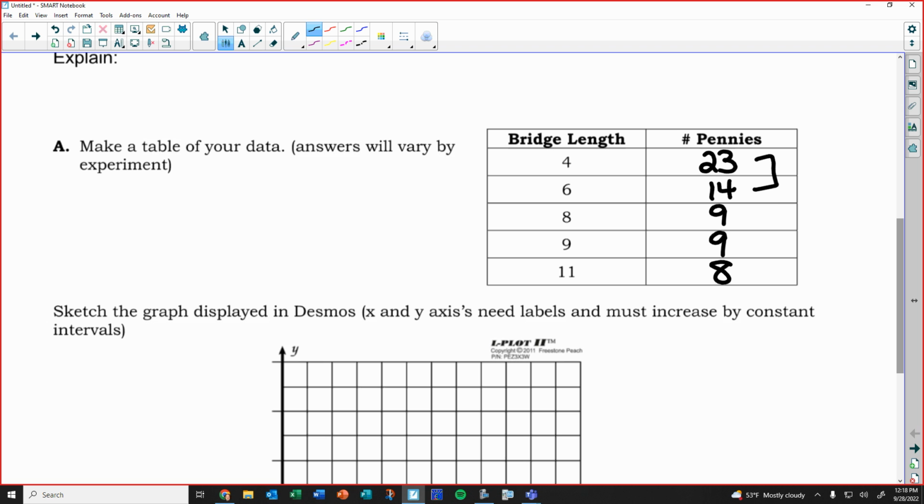From here to here, it's -9. Then it's -5. Then it's 0. And then it's -1. So it's not changing by the same thing every time, right? So that's not a constant rate of change.